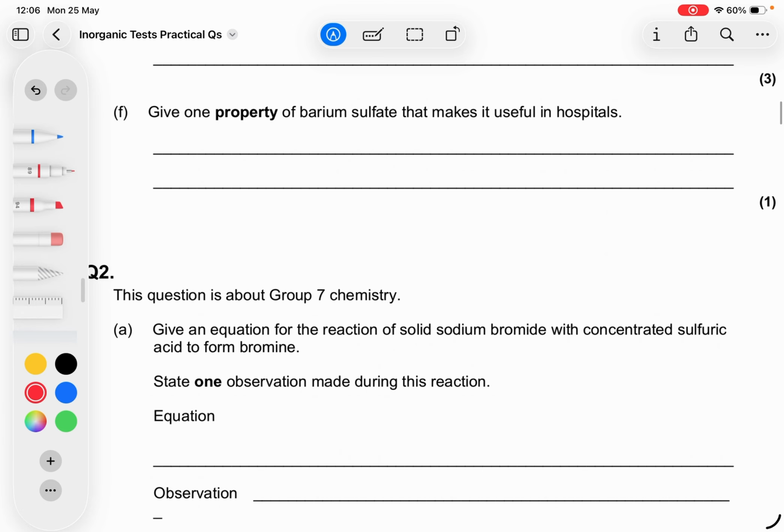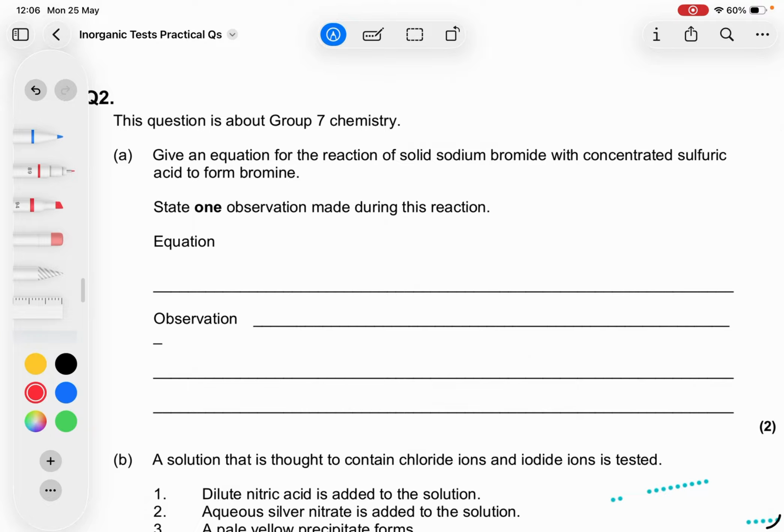Barium sulfate, as you know, is insoluble. It absorbs or scatters X-rays as an explanation. So let's look at the next question. The next question is about group 7 chemistry.